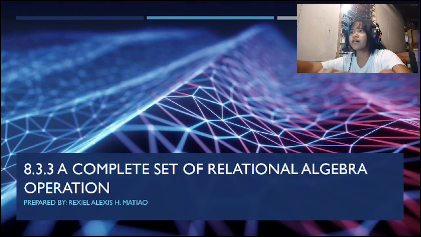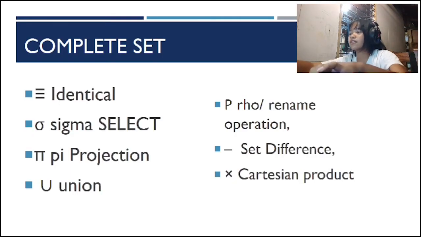Okay, these were the signs that you can see in relational algebra. This is identical or equal, sigma is select, pi is projection, U is union, and this P sign is read as rho, the rename operation. This minus is set difference, and this times sign is Cartesian product.